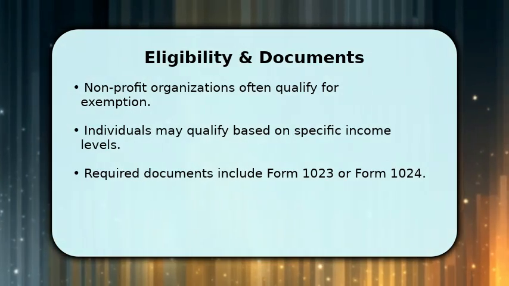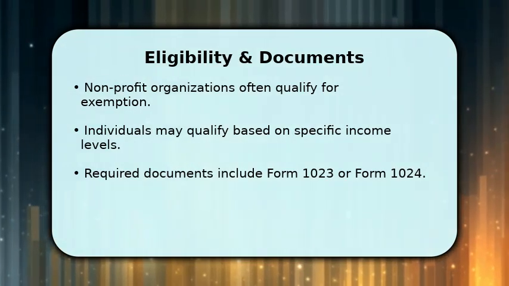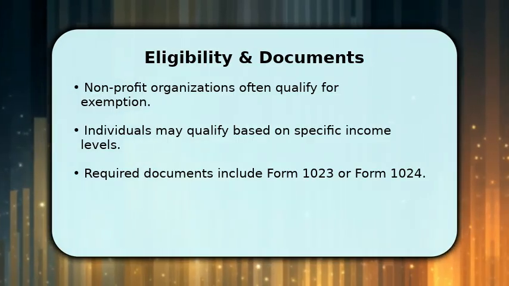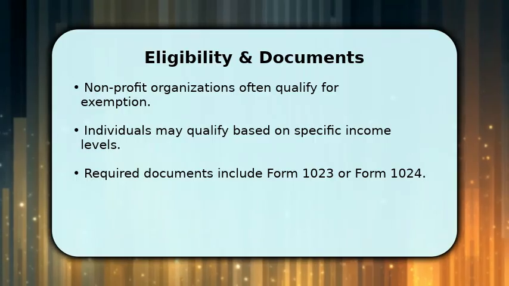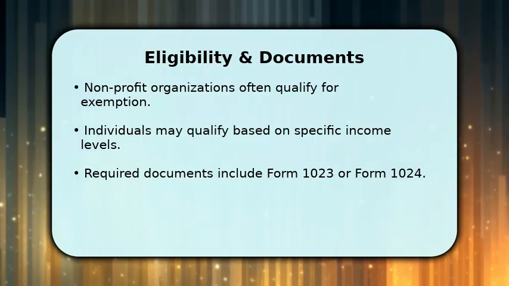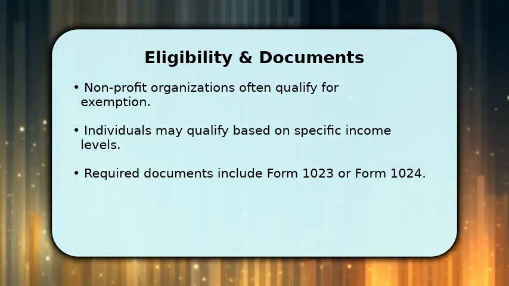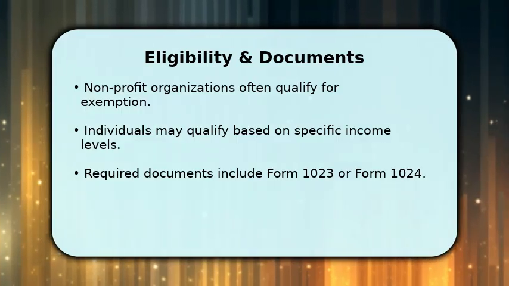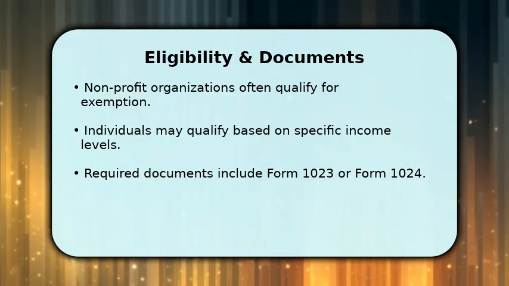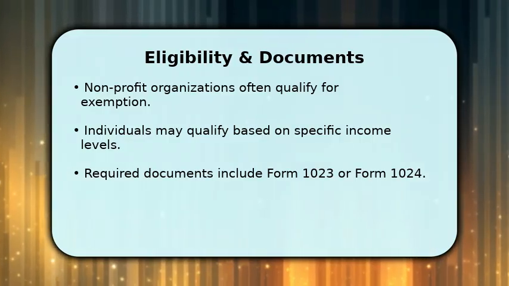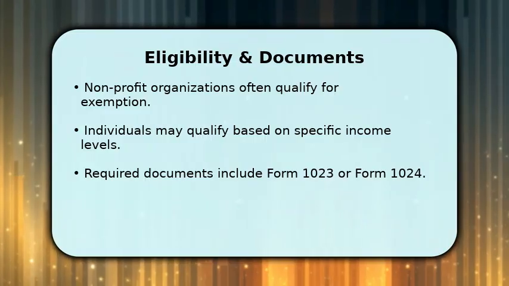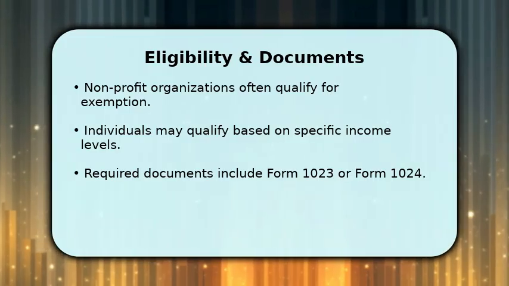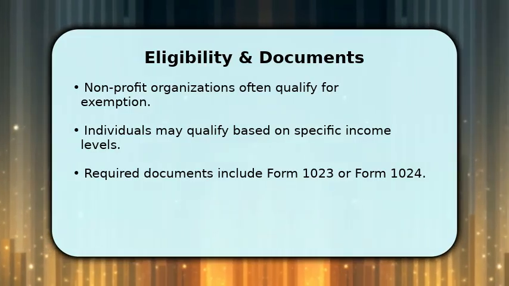Eligibility for income tax exemption varies significantly. Generally, nonprofit organizations, charities, and certain educational institutions can apply. Individuals might qualify based on specific income thresholds or unique circumstances. You will typically need to provide documents like your organization's articles of incorporation, bylaws, and financial records. For individuals, proof of income and specific qualifying conditions are essential. Make sure all your information is accurate.